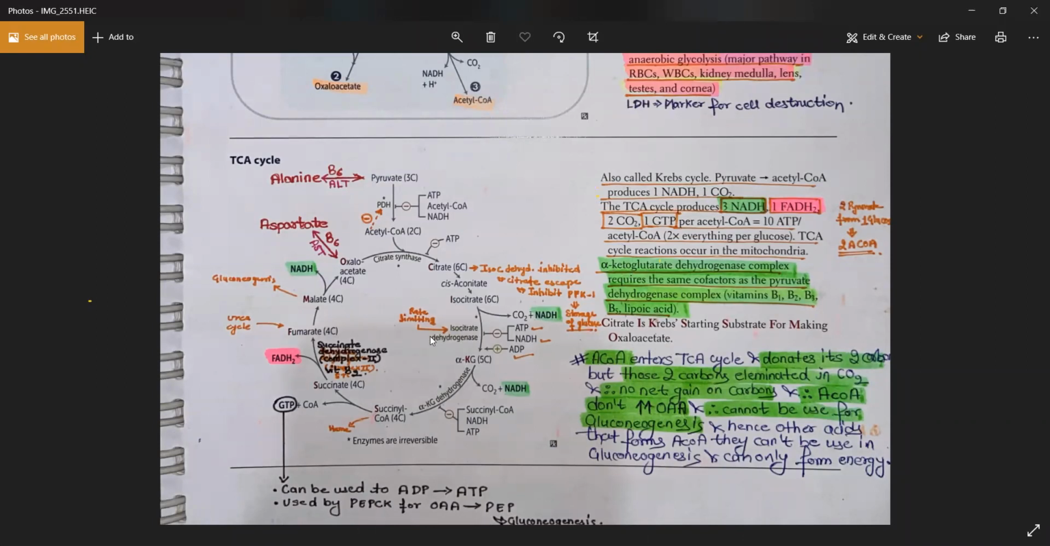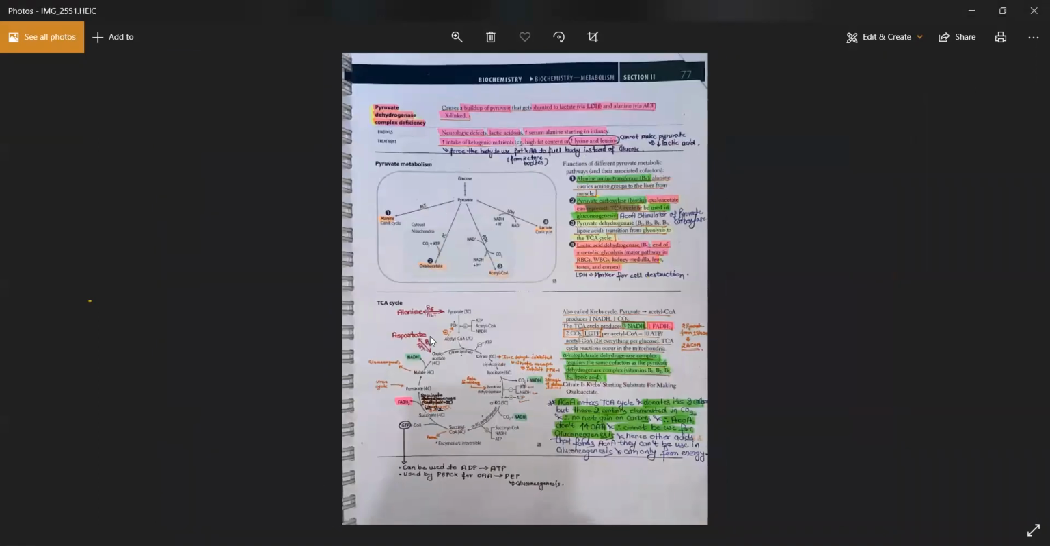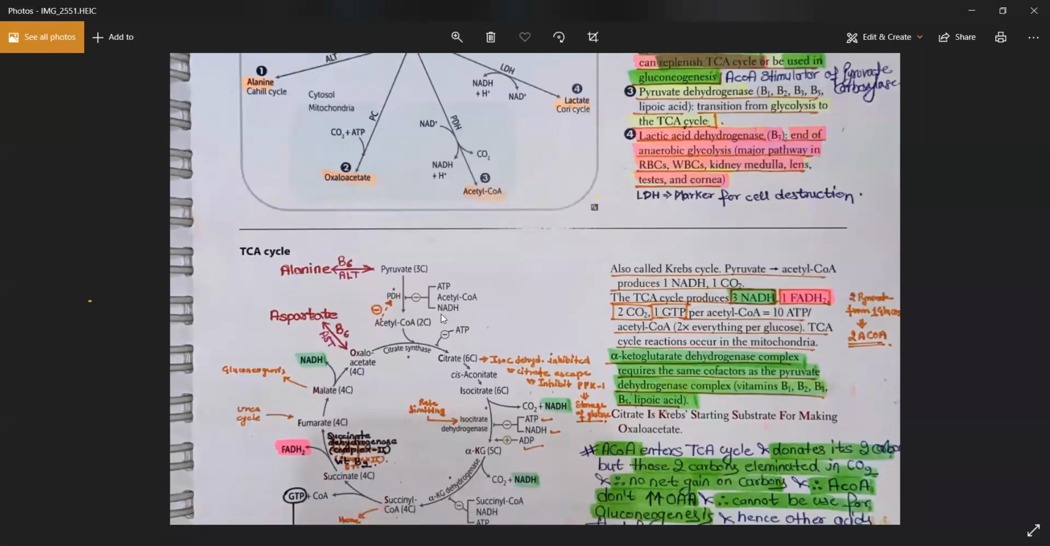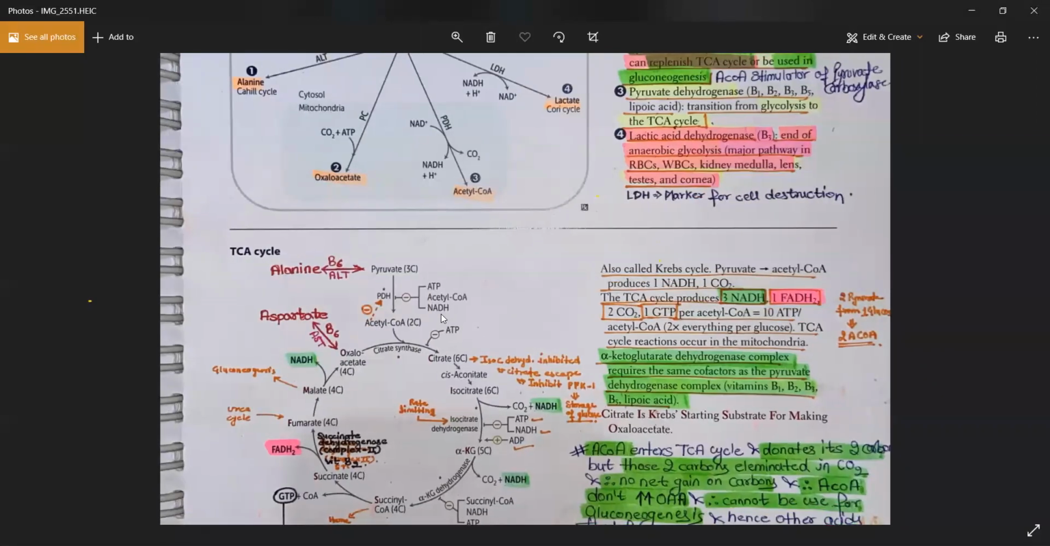Okay. Any doubt? Is the ALT AST conversion happening at the same time as the TCA cycle? No. Whenever you require the aspartate, remember the aspartate shuttle? Yeah, exactly. And this alanine thing will happen whenever you require this alanine amino acid.